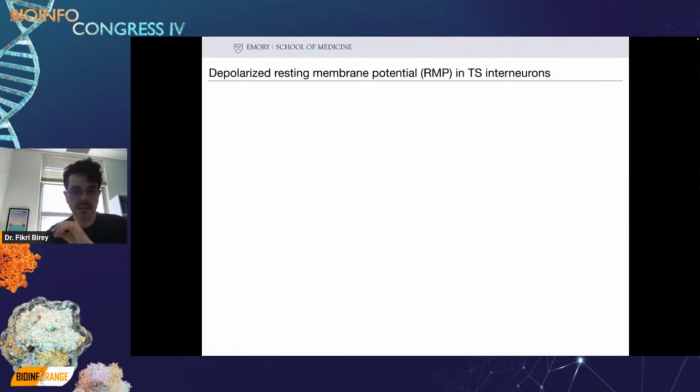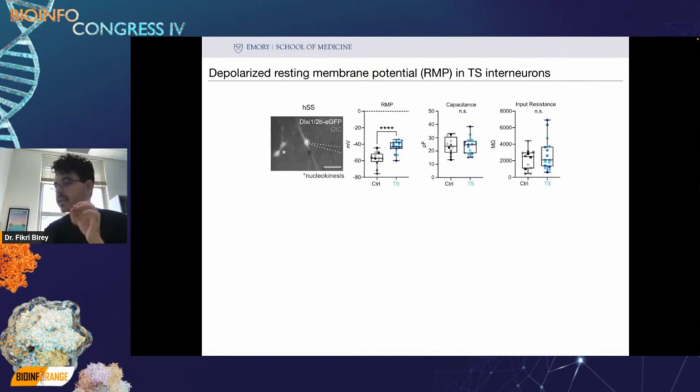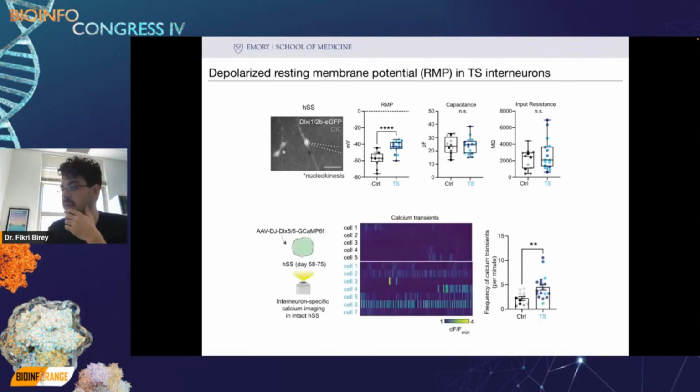But before that, we really wanted to functionally validate some of these findings that we saw in RNA-seq. And for that, in migrating interneurons, we put in a patch clamping pipette and really wanted to record the membrane potential in actively migrating interneurons. And we really did see a robust depolarized resting membrane potential phenotype in the interneurons. And then that made us ask whether this is making the cells a little bit more prone to be active, and then to assay that with calcium imaging in interneurons, TS versus control.